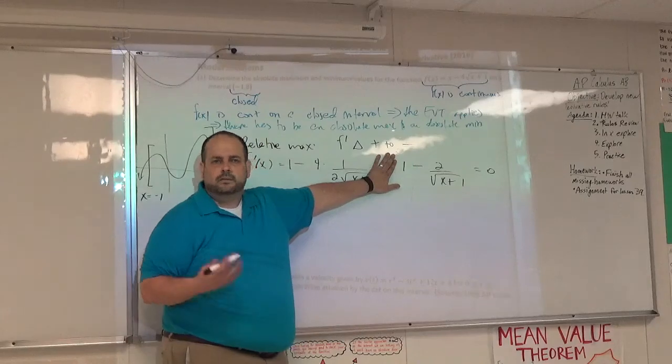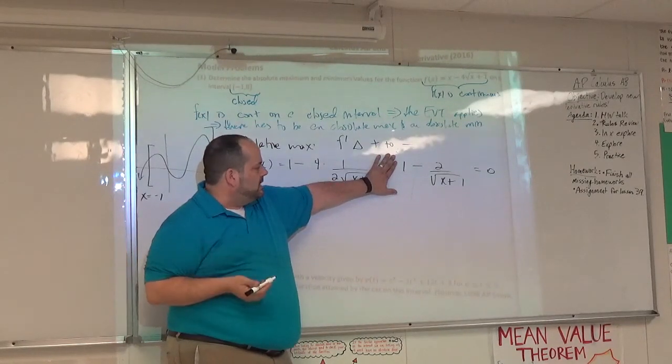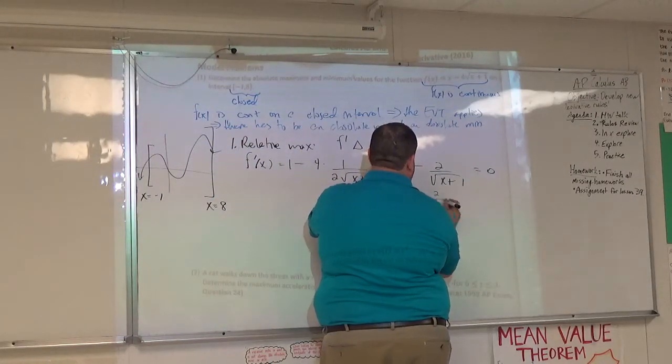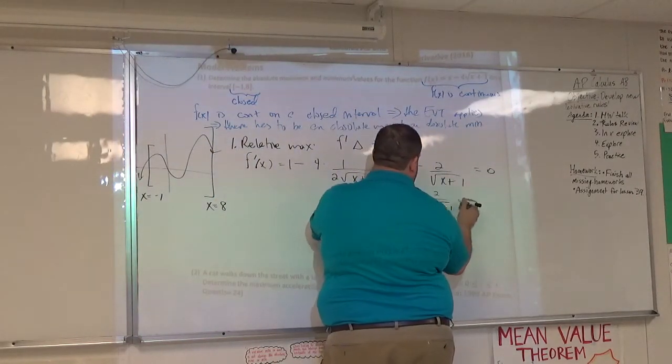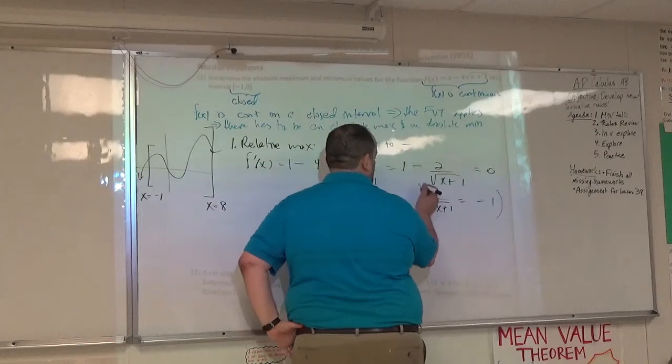Okay, the other way. Let's do some algebra. We're going to get to 3. Lewis, what's your idea here? Minus 1. Okay, minus 1. So if you do that, you're going to say negative 2 over the square root of x plus 1 equals negative 1. Need more algebra. Times the square root of x plus 1.